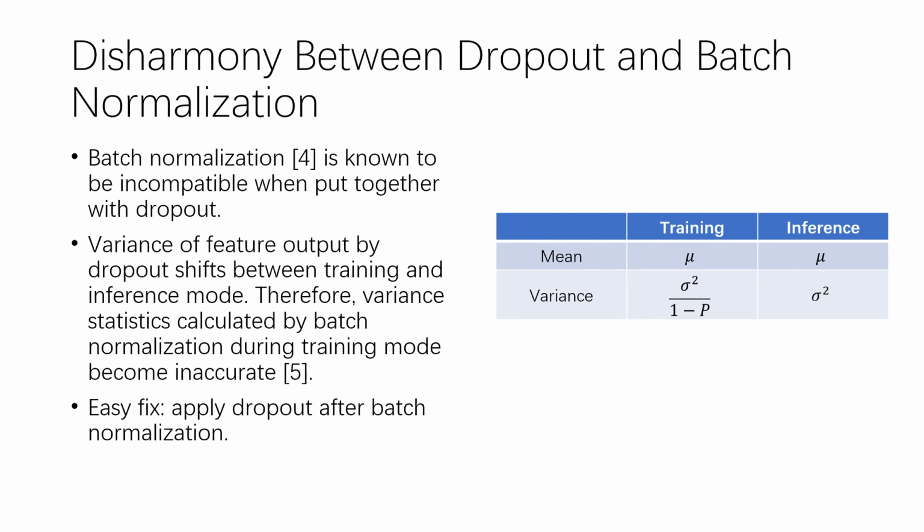This variance shift causes the variance statistics calculated by batch normalization during training mode to become inaccurate, because the variance won't be the same during inference mode. That's what makes batch normalization incompatible with dropout. But there is an easy fix. We can simply apply dropout after the batch normalization.